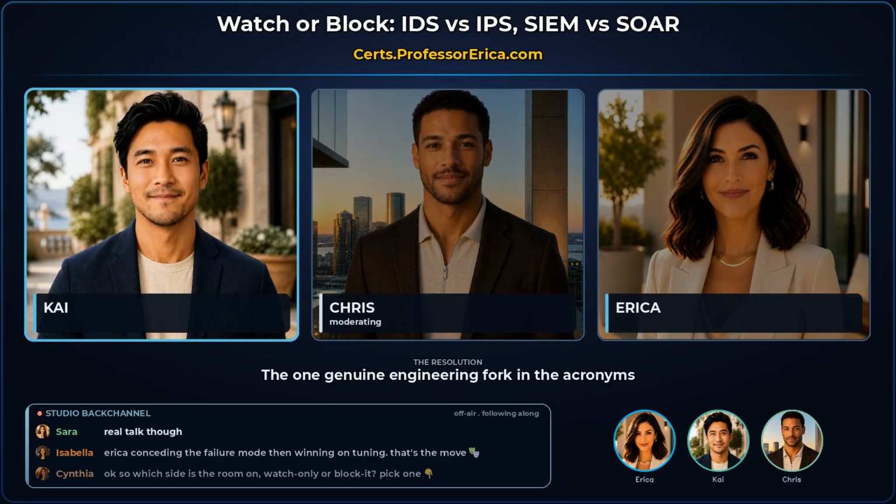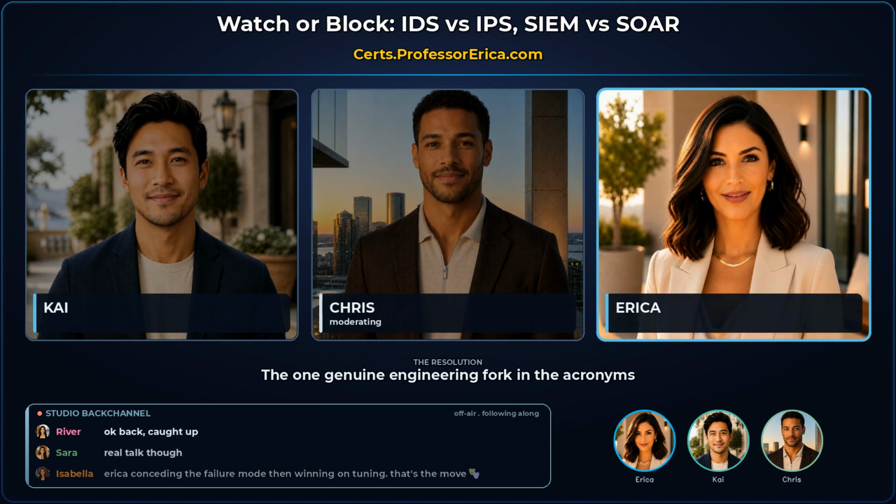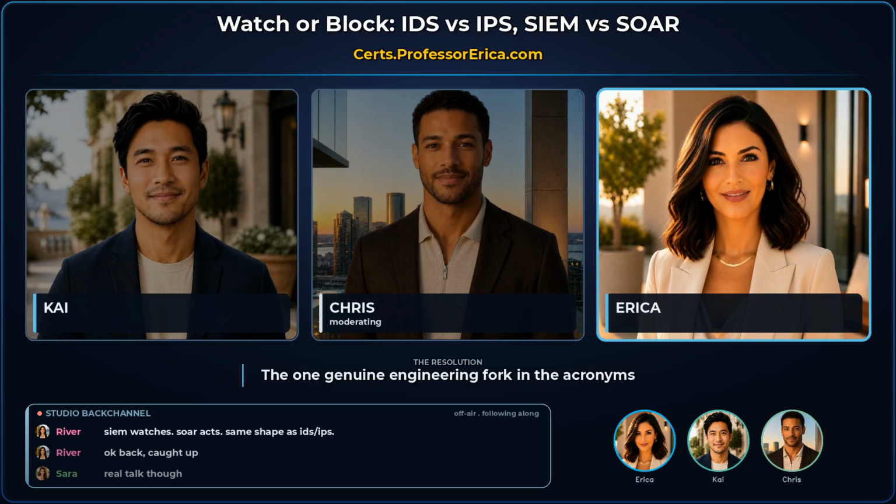IDS wins where availability is sacred and a false block is unacceptable, and where a skilled team is watching the alerts. Out of band, alert only, no risk to the wire. IPS wins where a known attack must be stopped automatically and the team cannot watch every alert in real time. Inline, active blocking, accepted tuning cost. And modern appliances increasingly do both, which is why the exam treats them as a spectrum, not enemies.